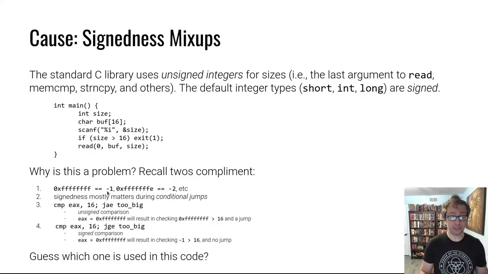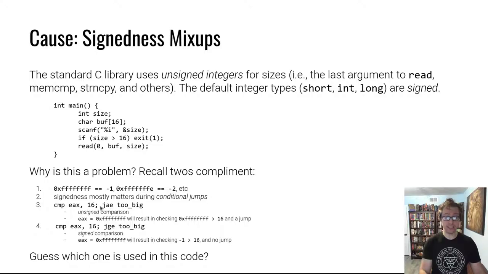Let me give you an example. In this specific case, we're checking if a size is greater than 16. And if it's greater than 16, in assembly this will cause some sort of a jump to go to exit, right? This is what that jump might look like. It might cmp eax, 16. And if you recall, cmp does a subtraction that sets a bunch of flags, right? And then the conditional jumps check these flags to decide whether that jump should be taken or not. The flags that are checked determine whether the jump cares about the sign or doesn't care about the sign.